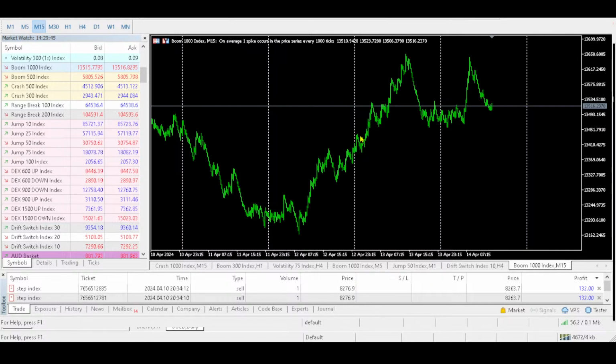You can use this on MetaTrader 4, MetaTrader 5. You can use it on TradingView. You can use it on whatever charting software that you have.